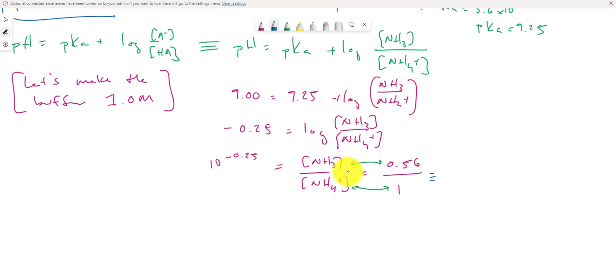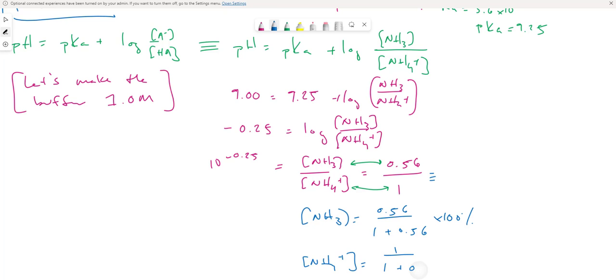Well, if we're saying that NH3 is 0.56 parts and NH4 is 1 part, then what that means is total, there's 1.56 parts, right? Because each of them is representing these things. So that means that the fraction of ammonia is going to be 0.56 over 1 plus 0.56, and we could say times 100%. And similarly, we could write that out as NH4 plus is going to be equal to 1 over the same total, because 1 part over the same total, times 100%. These two things will add up to 100%, and we'll see what that gives us.